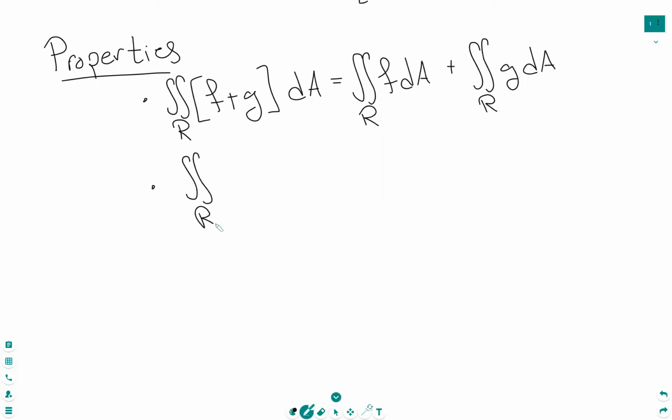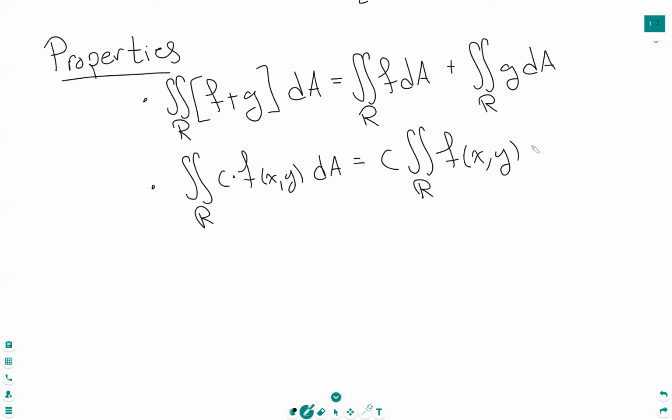If I have some double integral of some constant times a function, then of course I can move out that constant. It's another property of being a linear operator. You talk about linear operators more in depth in DiffyQ, in fact, that they have these types of properties.